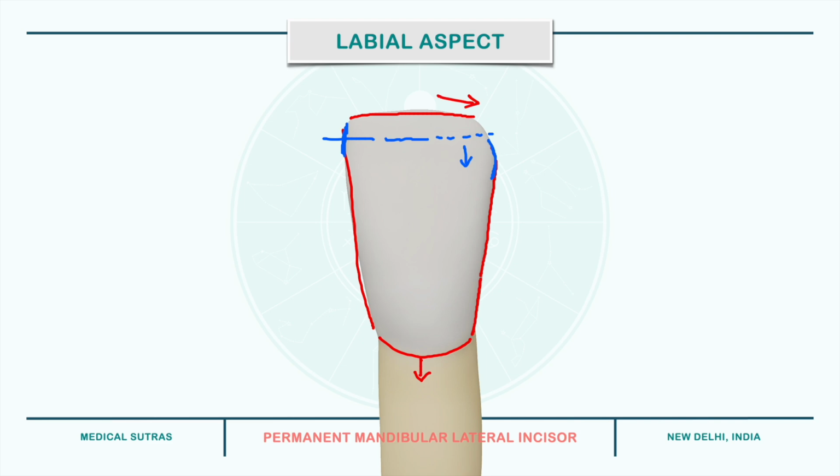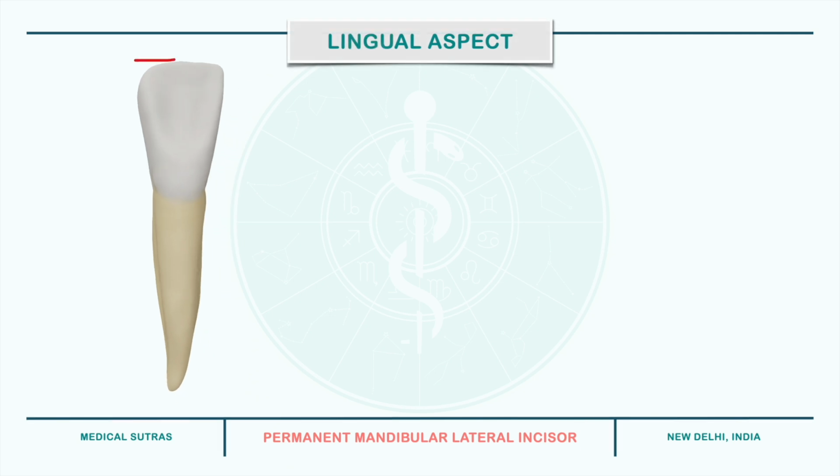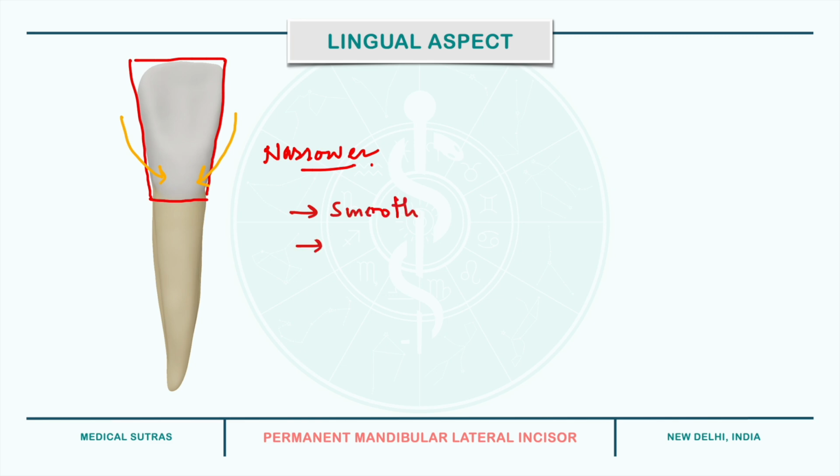Similar to all other incisors, the mesio-incisal angle is less rounded when compared to the disto-incisal angle. Now coming to the lingual aspect. The crown is trapezoidal in shape, similar to that seen from the labial aspect. It converges lingually, which makes the lingual surface narrower as compared to the labial surface. The lingual surface is smooth and devoid of any developmental grooves.